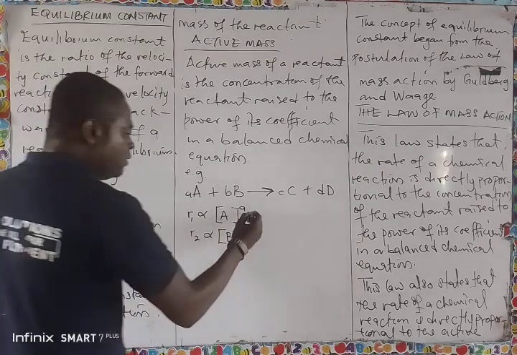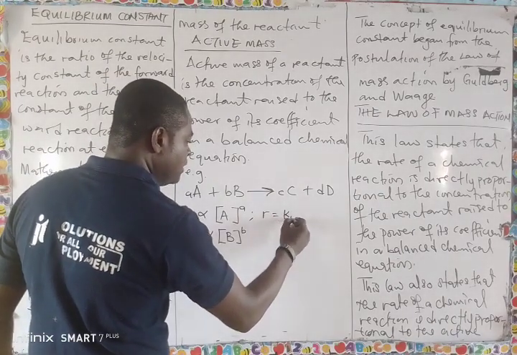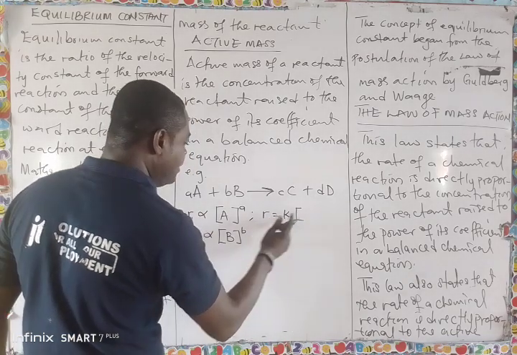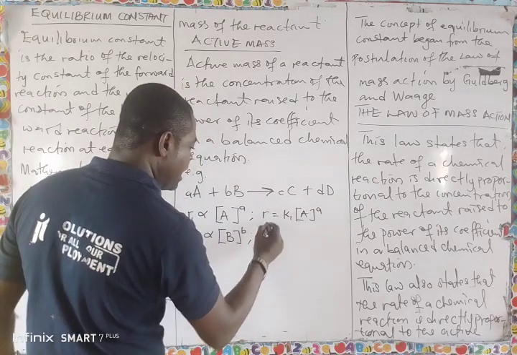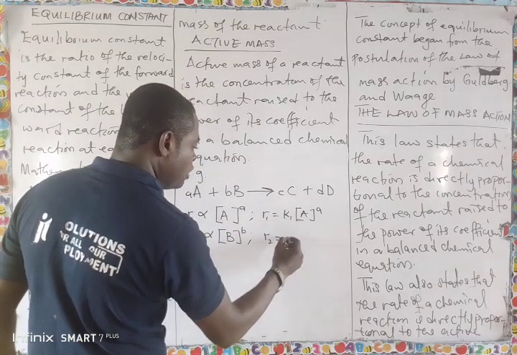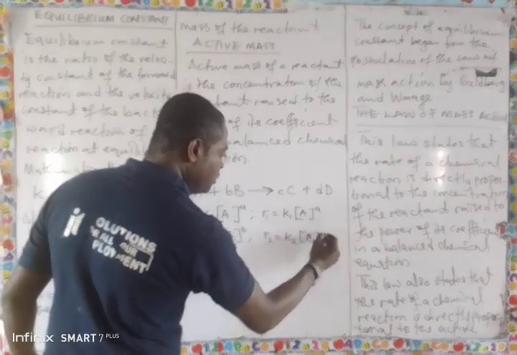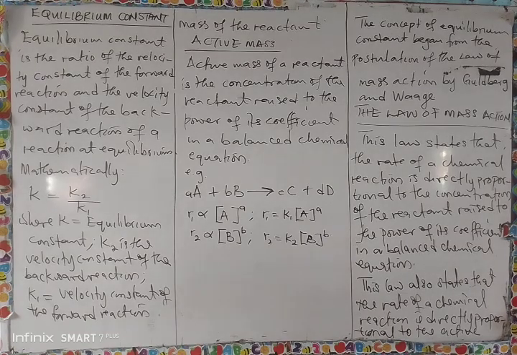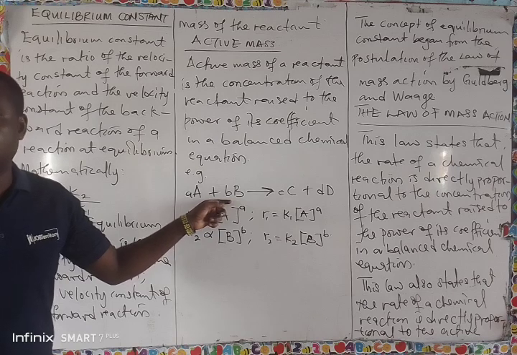So here now, we can have R equals K1. We introduce a concept to change this one to an equality sign. A raised to power what? A. This one can also be what? R2 is equal to K2 into B raised to power what? B. And don't forget that A and B are the reactants of this reaction.